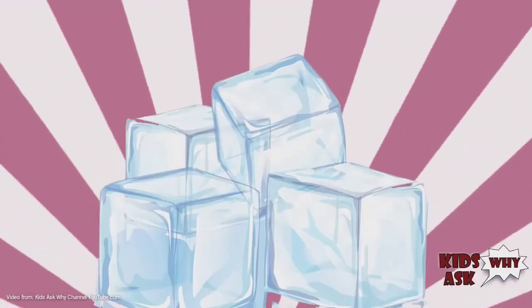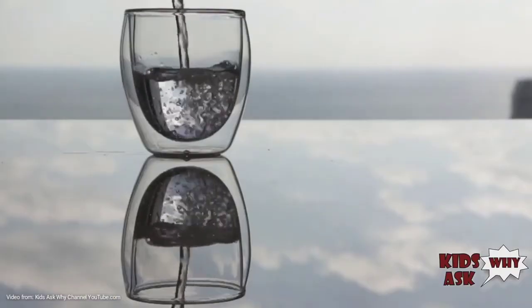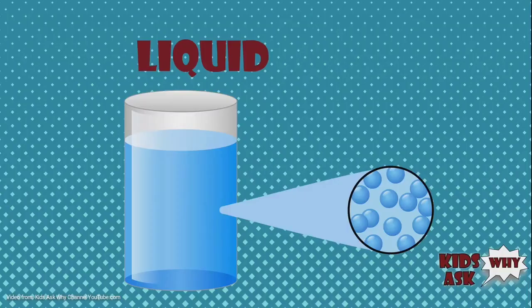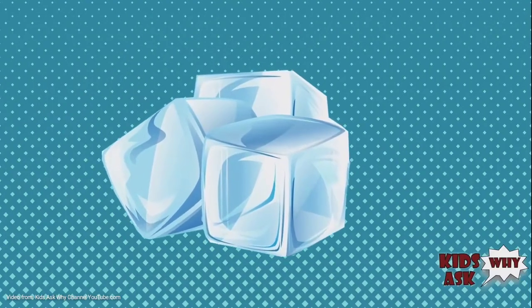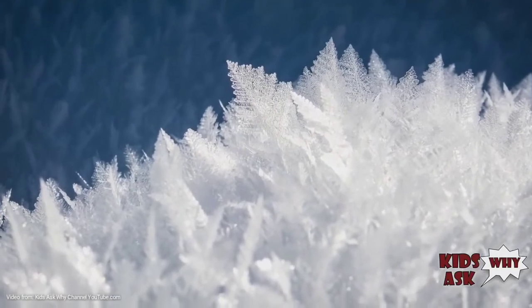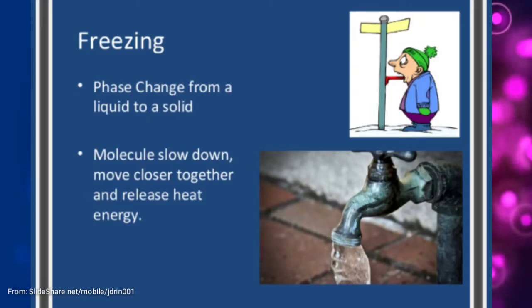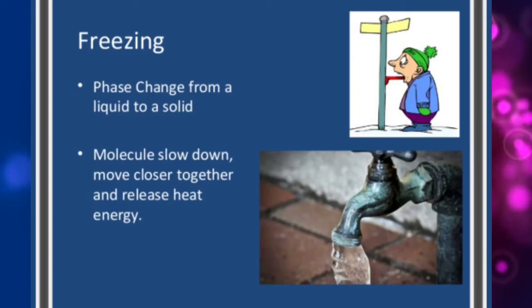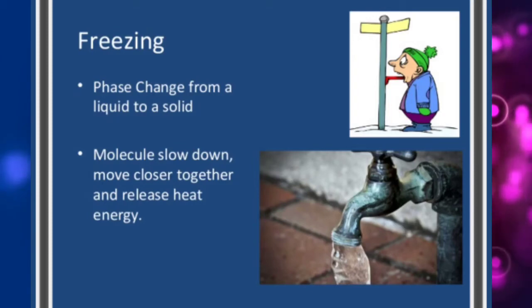So why does water turn into ice? When water freezes, it passes from the liquid to the solid state. As a liquid, water molecules are in constant motion, bumping and jostling each other and never staying in one place for long. When water freezes, the molecules slow and settle into place, lining up in regular formations you see as crystals. Freezing, phase change from liquid to solid. Molecules slow down, move closer together, and release heat energy.